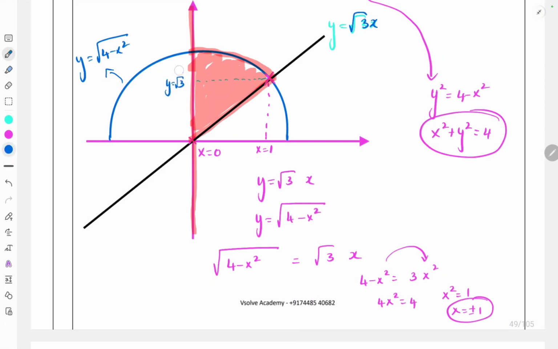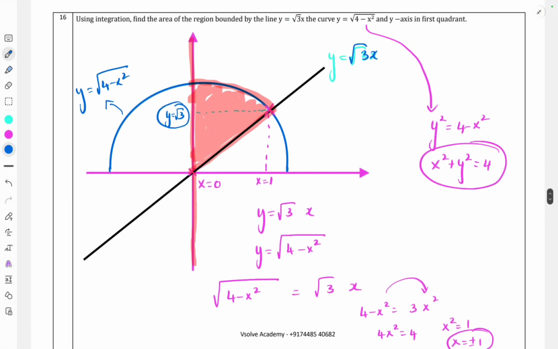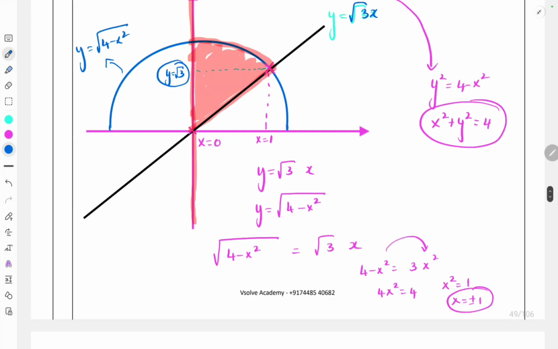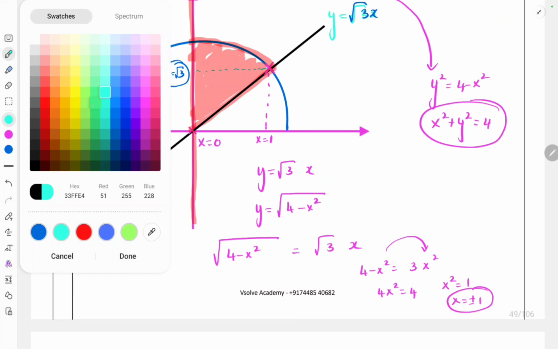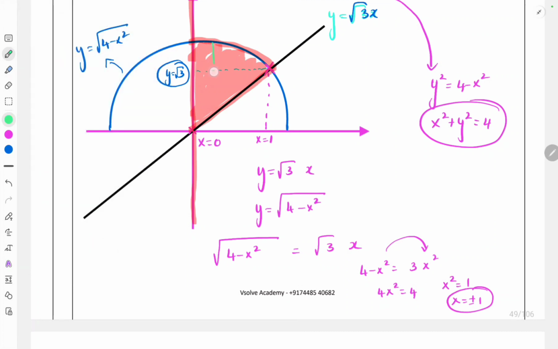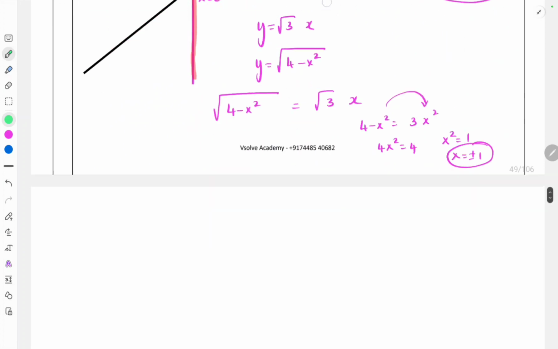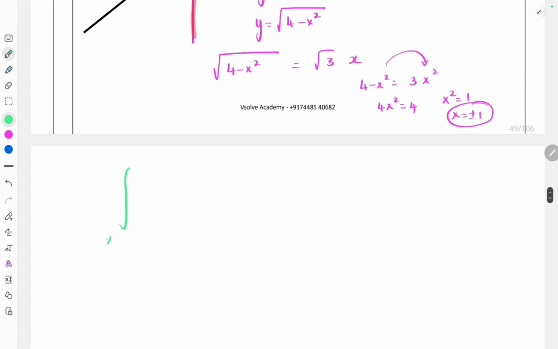So there are two methods to do this. Either we can go along the x-axis, which means with dx we can find the area, or with dy also we can find the area. So first we will find with dx. So first I am taking one strip like this. So we have to move the strip from x equal to 0 to x equal to 1.